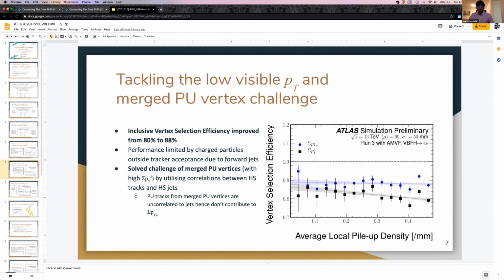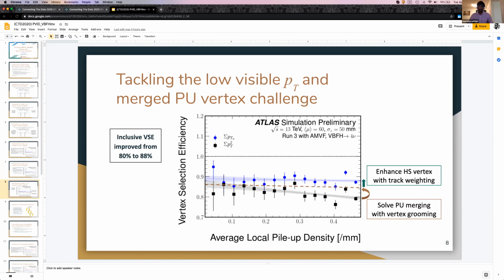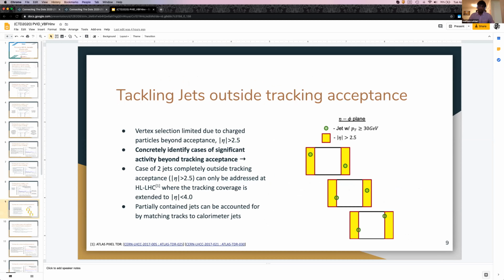Okay. But that still leaves us with some questions. As a cartoon, you can see here that there are 2 parts. The vertex grooming corrects your slope, and the track weighting gives you an offset improvement. But that still leaves us with a 10% inefficiency that we see in these plots. And where is that 10% inefficiency coming from? Well, that's because of tracks lying outside the tracking acceptance.